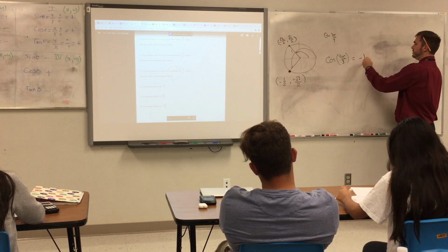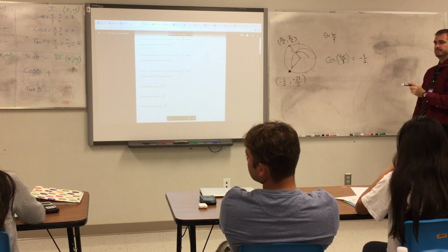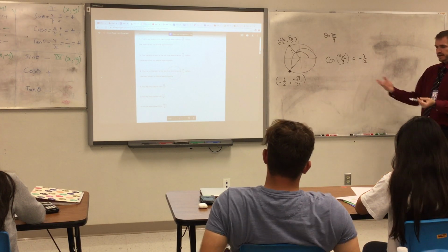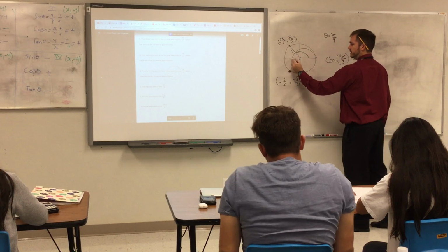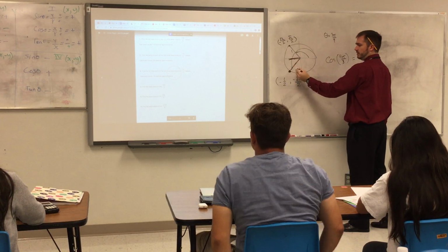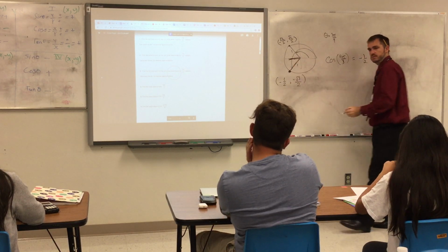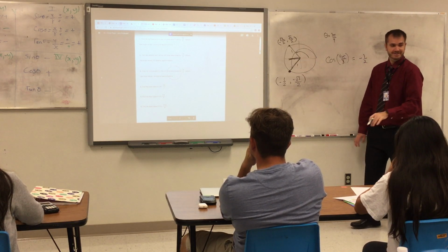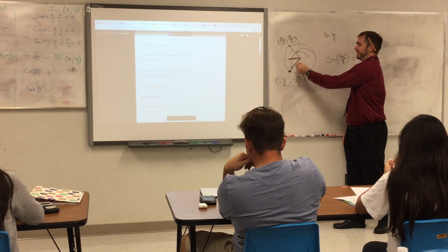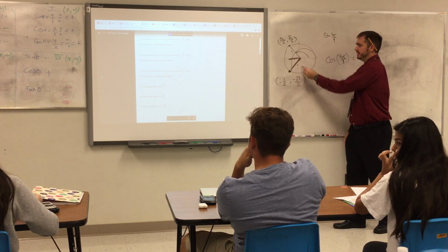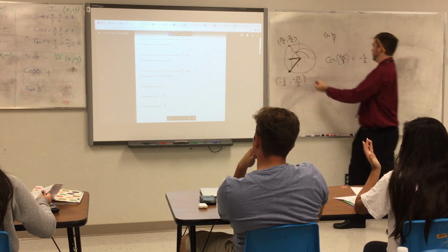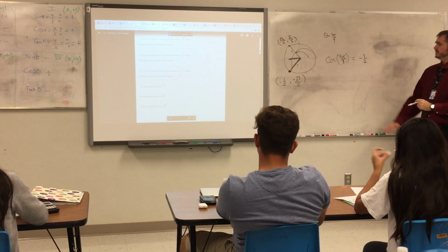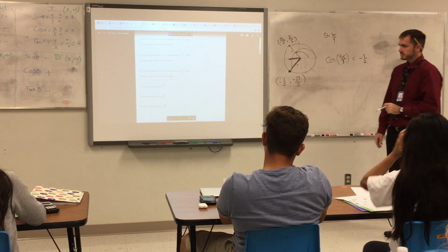Negative 1/2. How'd you know that so fast? Yeah, it's the x value over the r value, and the r value is 1. The radius there is 1, so it's just going to be negative 1/2 over 1. So negative 1/2. That's the cosine.